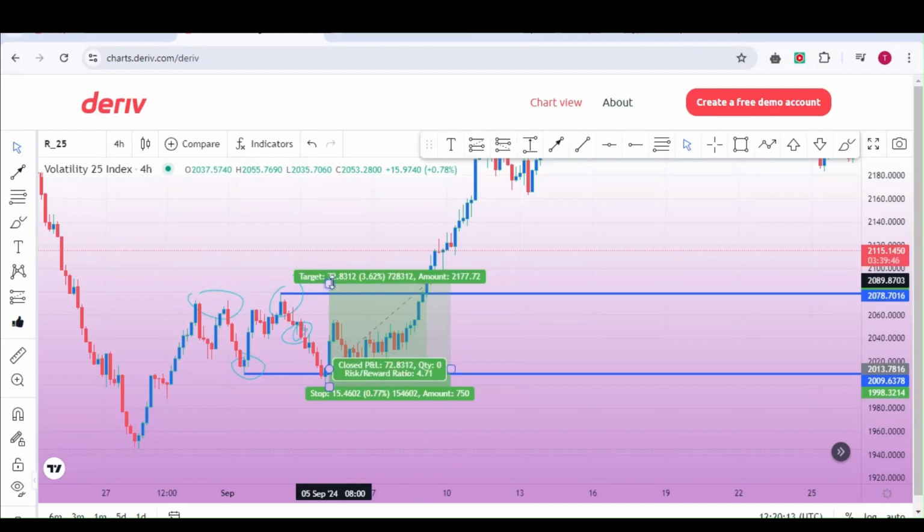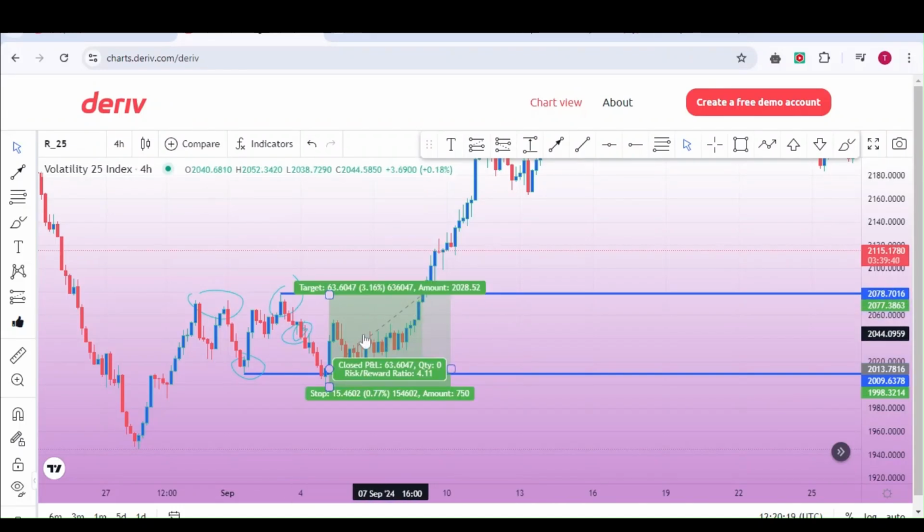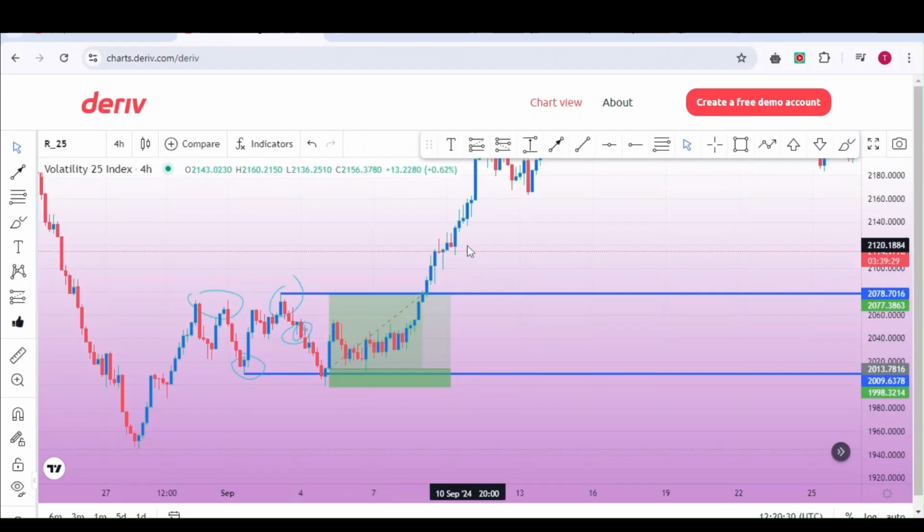And what is your take profit? Your take profit will be the first high, which is that area there. So what did the market do? It went straight up, then retested, and the market never touched your stop loss and went up.